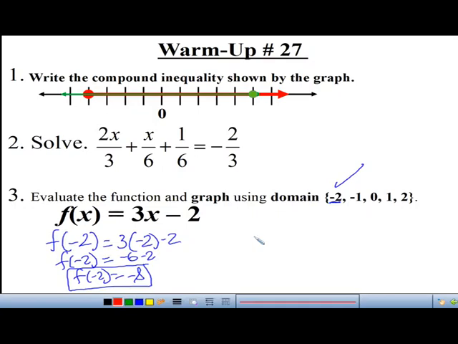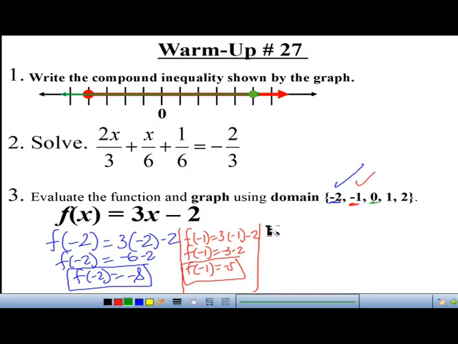So I'm going to switch colors to red. My next value is -1. I'm going to do the same thing. F of -1 equals 3 times -1 minus 2. F of -1 equals -3 minus 2. F of -1 equals -5. And that's the evaluation of that function with that. I'm done with -1, so I'm going to switch to 0. F of 0 equals 3 times 0 minus 2. F of 0 equals 0 minus 2. F of 0 equals -2.